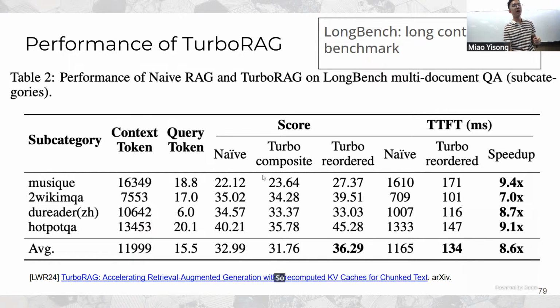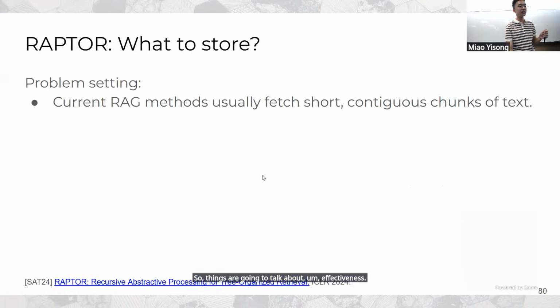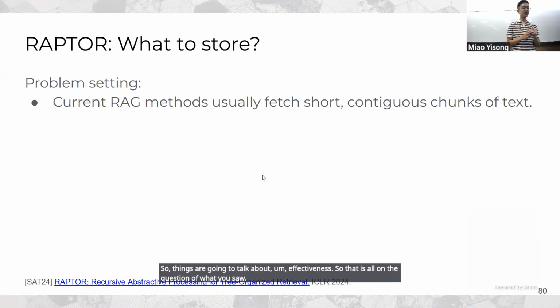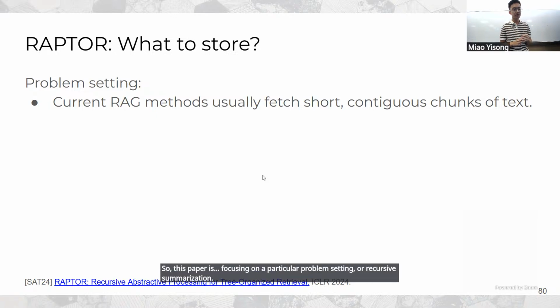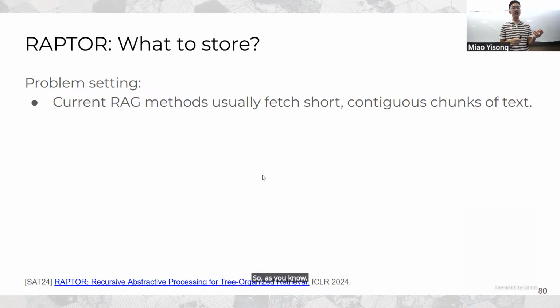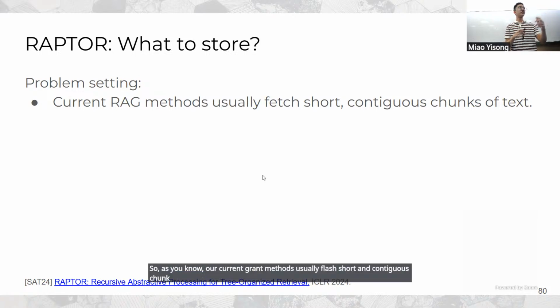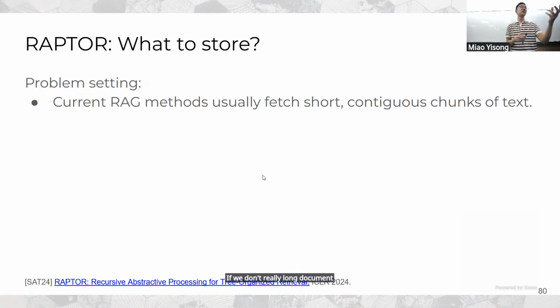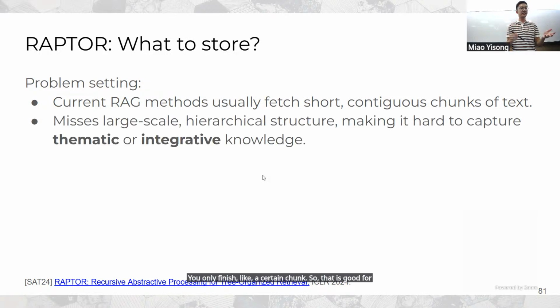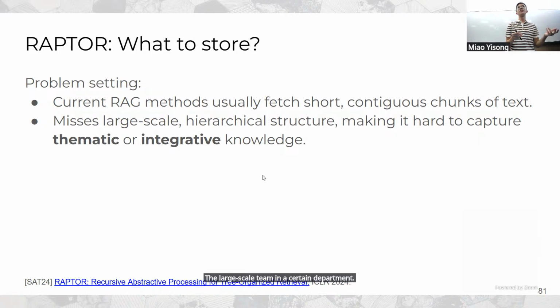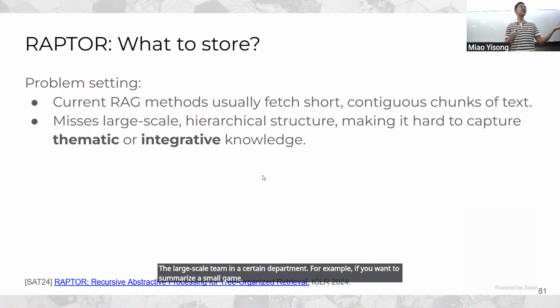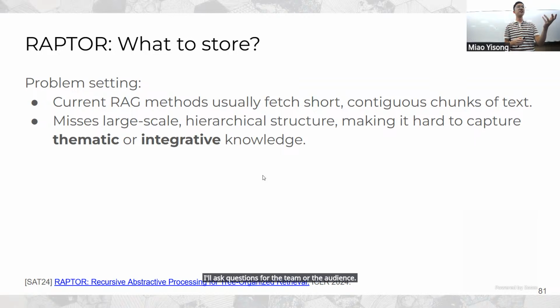So next I'm going to talk about effectiveness. So that is on the question of what to solve. This paper is focusing on a particular problem setting of recursive summarization. So as you know, current RAG methods usually fetch short and contiguous chunks of text. If you have a really long document, they won't fetch everything in. They only fetch a certain chunk. Yeah. So that is good for recalling facts, but it may miss the large scale theme in a certain document. So for example, if you want to summarize a story or ask questions about the theme of the story, it's really difficult for the RAG to give an accurate answer.